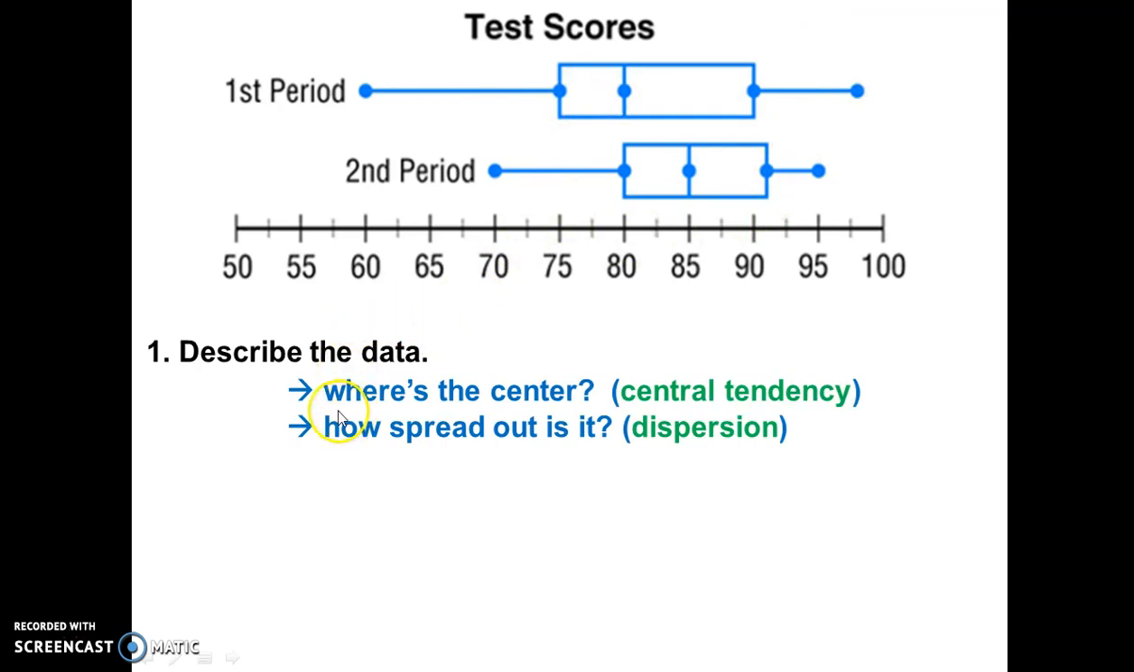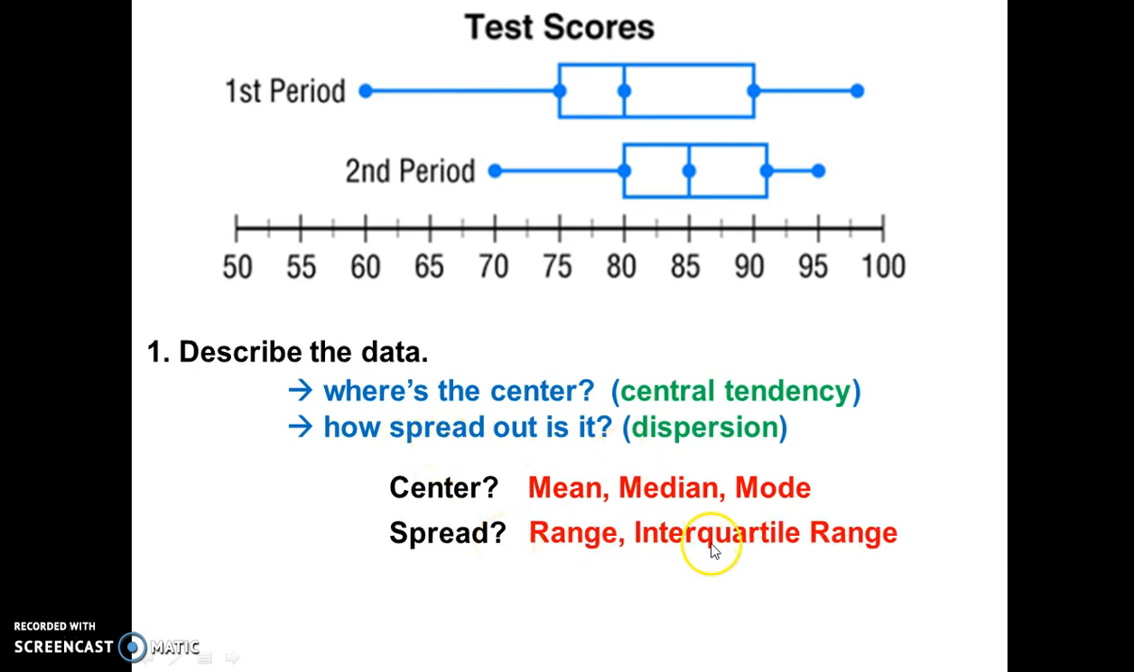Descriptions statistically mean tell us about the center, which we've talked about already, called central tendency, and tell us how spread out the data is. This is called dispersion. The word disperse means, for example, when you say to a crowd, disperse, everybody's spread out, right? So dispersion is how spread out it is. Central tendency tells us about the center. In statistics, when we talk about the center, we use mean, median, mode. And when we talk about spread or dispersion, we use range and interquartile range.